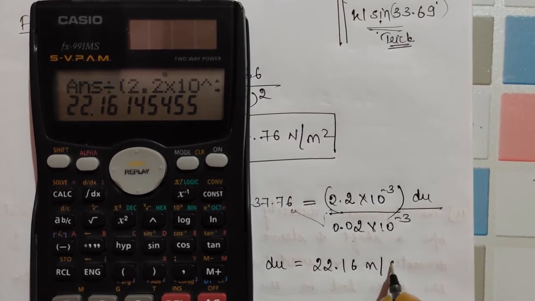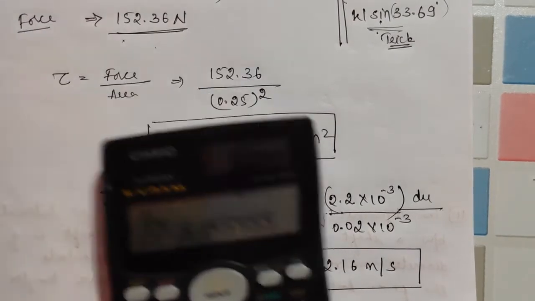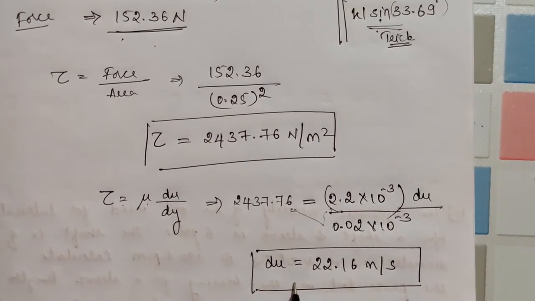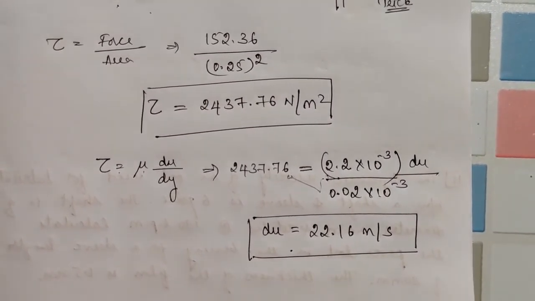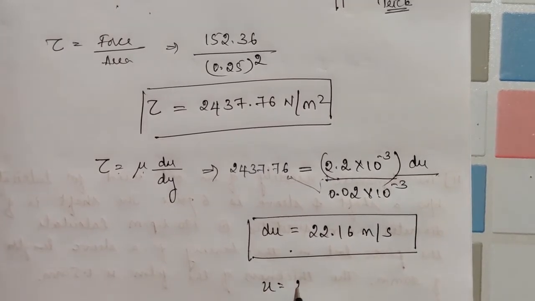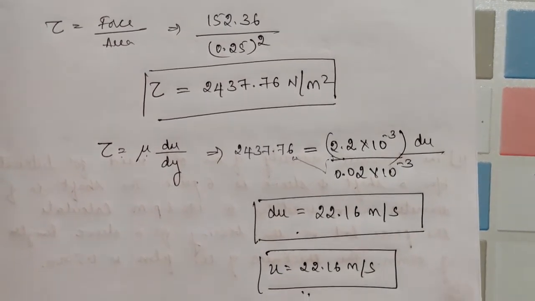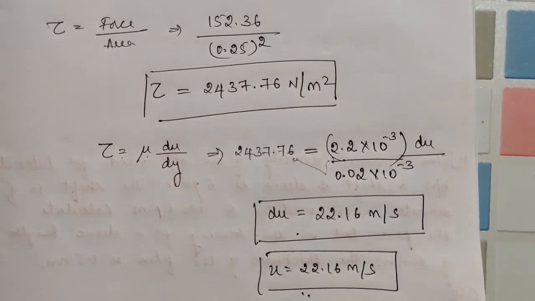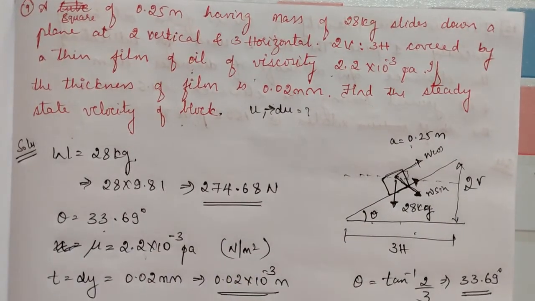22.16. So what is the value of velocity? What is the unit of velocity? It is meter per second. So the value of du is 22.16 meter per second. So I can write u also 22.16 meter per second. This is the steady state velocity of the block which is asked in the question.